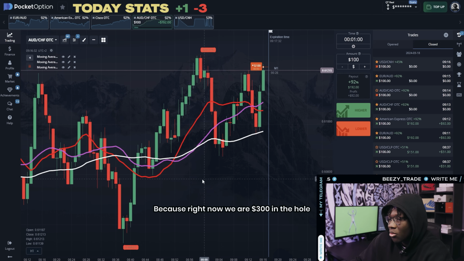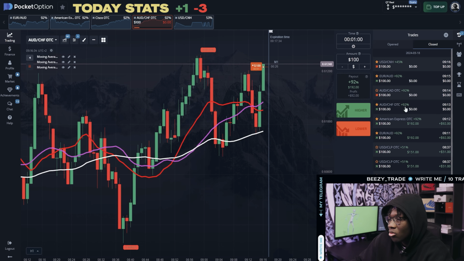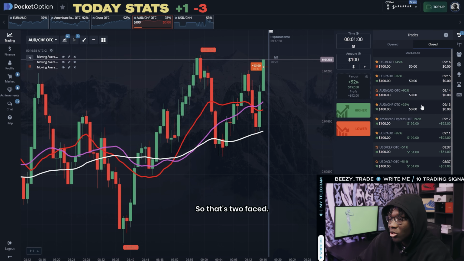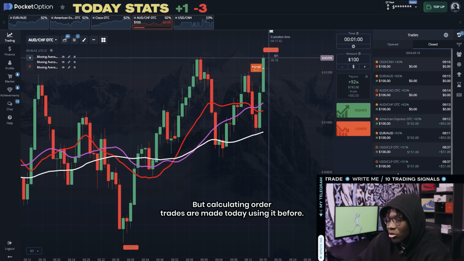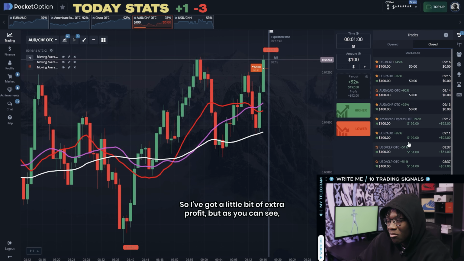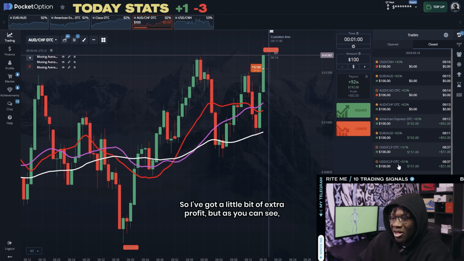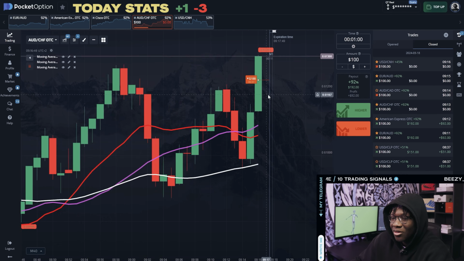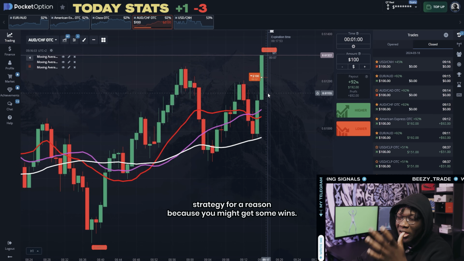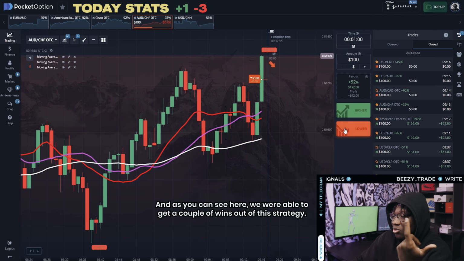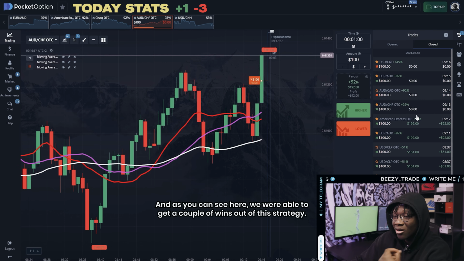Because right now we are $300 in the hole, after making, $400 in the hole. So that's 2 trades we want. But calculating all the trades I made today using it before, I got a little bit of extra profit. But as you can see, it's an easy strategy for a reason, because you might get some wins. And as you can see here, we were able to get a couple of wins out of this strategy.